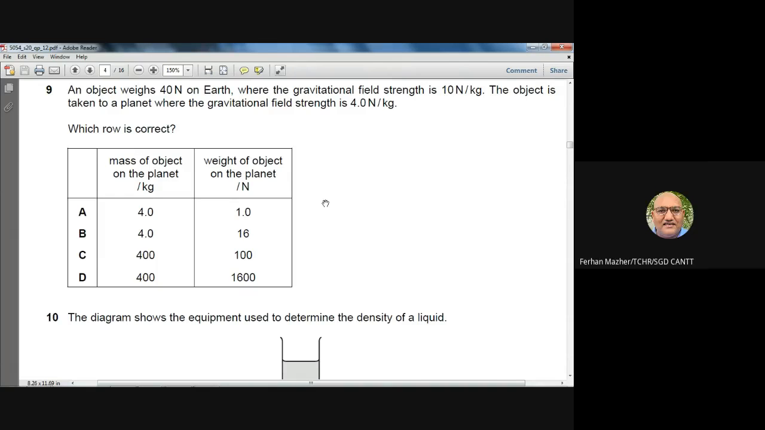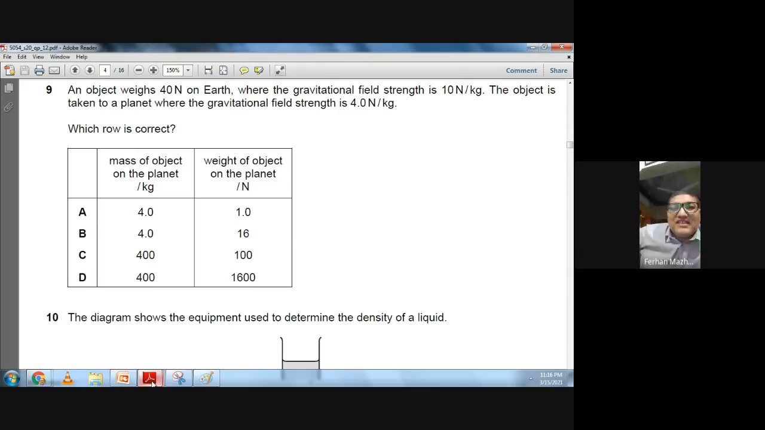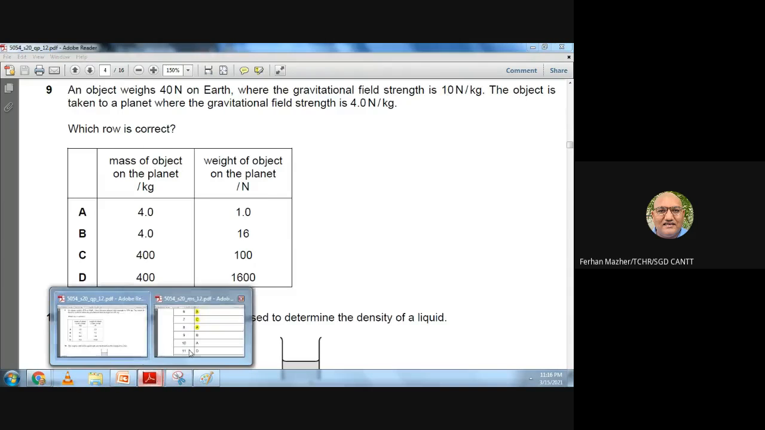But there, the gravitational field strength is 4 Newton per kg. So there the weight will be W equals mg. M is 4 kg and the g value on that planet is 4 Newton per kg. Multiply 4 kg with 4 Newton per kg, you will get 16 Newton. So B is the right option. I hope you have understood the calculation.